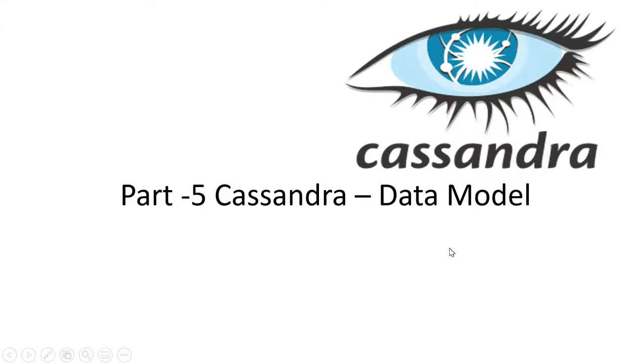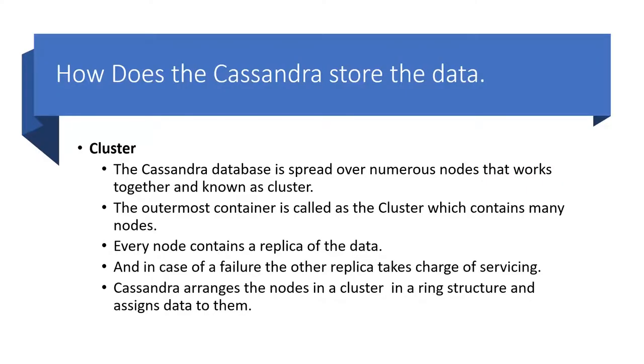In this session, we are going to see what is a data model in Cassandra. So the first thing is, how does Cassandra store the data? It works in a cluster way. The Cassandra database can be spread over n number of nodes. Those nodes work as a cluster, and the outermost container in this architecture is known as the cluster, and it has n number of nodes.